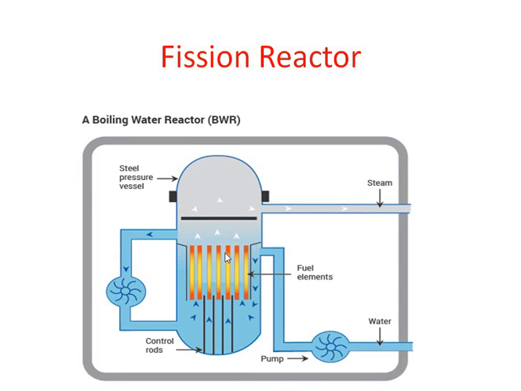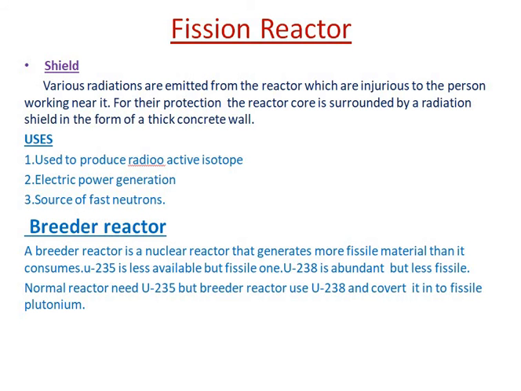Due to the nuclear reaction, a huge amount of heat is produced. That heat transforms the water into vapor, and the vapor is used to work the turbine. This process repeats, and this is the basic principle of a fission reactor. It is used to produce radioactive isotopes, for electric power generation, and as a source of fast neutrons. So that is about the nuclear fission reactor.